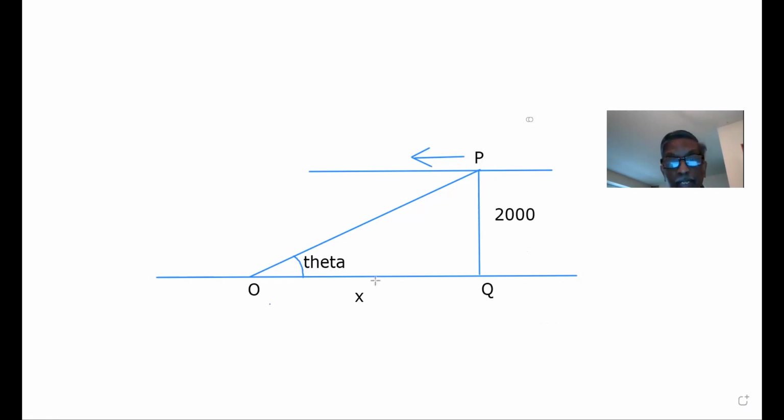So P is the plane, O is the observer, and Q is the point directly below the plane. I could have also drawn the Q here, which is the point directly above the observer. That could be also a good thing to do. But you're possibly more familiar with this kind of a picture.